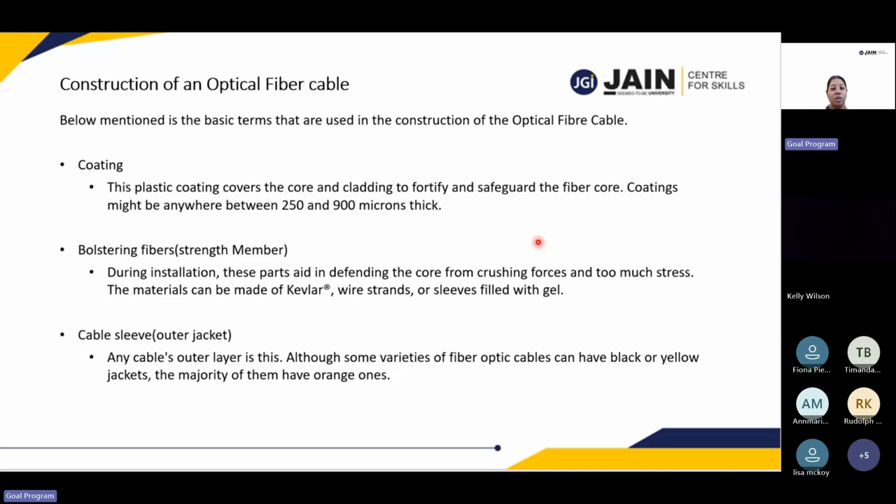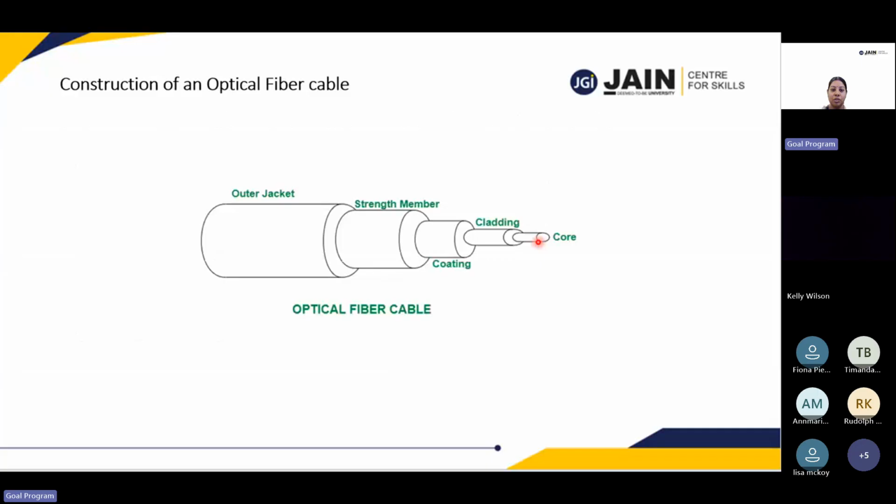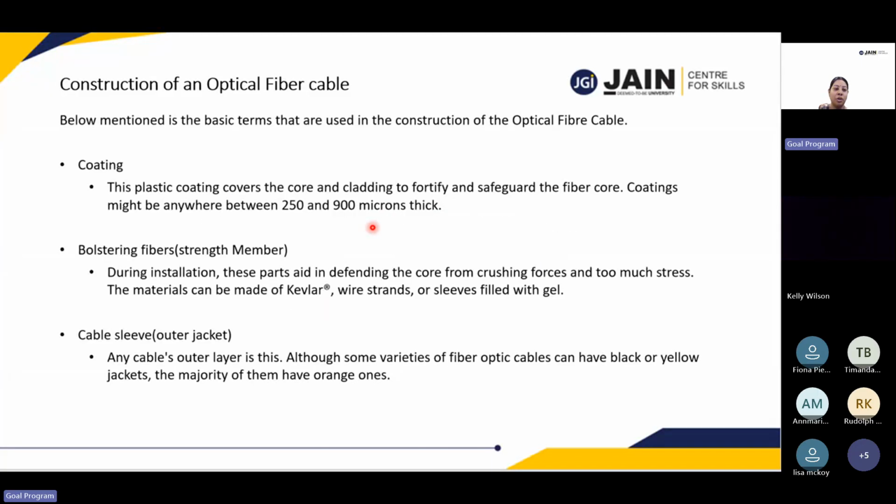What is the use of coating? To fortify and safeguard the fiber core. Okay, we are giving security, we are safeguarding the fiber core using the plastic coating covering the core and the cladding. Bolstering fibers, strength member. Okay, this is what is called the strength member. The other name of the strength member over here is bolstering fibers.